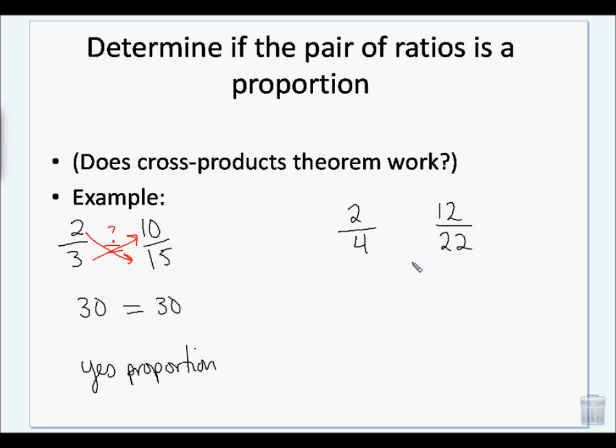Okay. If I cross multiply here, I'm going to get 48 is equal, or not equal, sorry, and 44. These are not equal. So no, it's not a proportion.